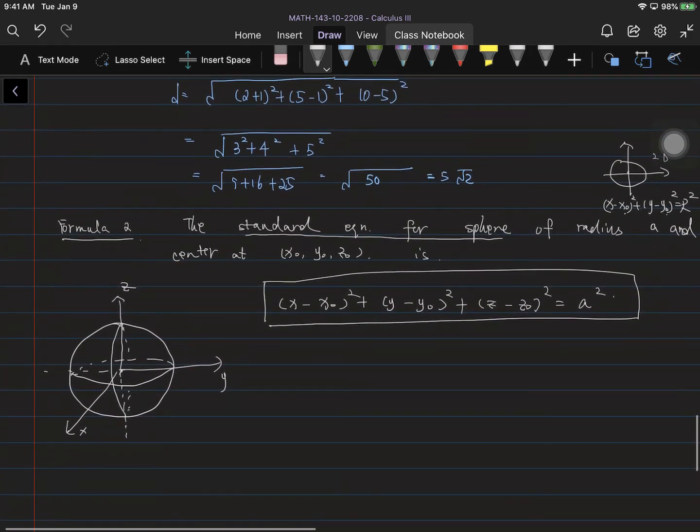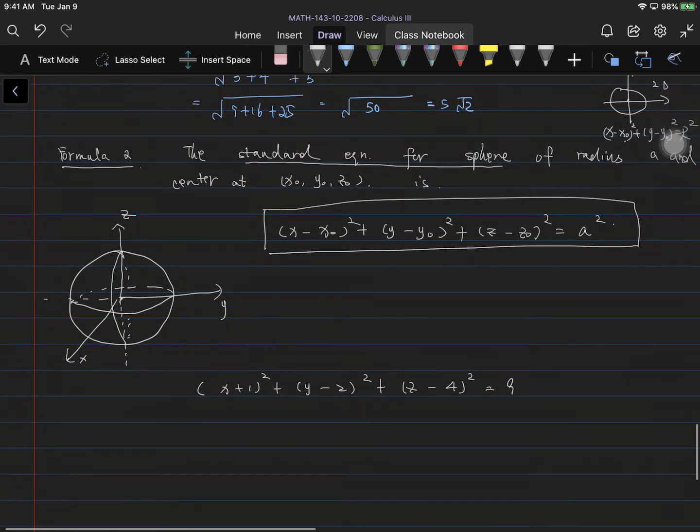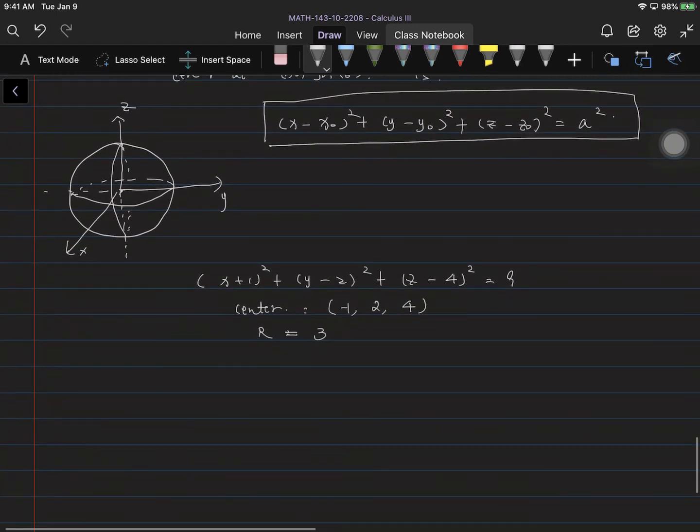Now let's take a look at this sphere. If I give you this equation, can you see where the center is and what the radius is? Okay, so the center equals what? And the radius equals what? The radius equals 3, because 9 is 3 squared, right? And the center should be (-1, 2, 4). Z minus z0, x minus -1, right?